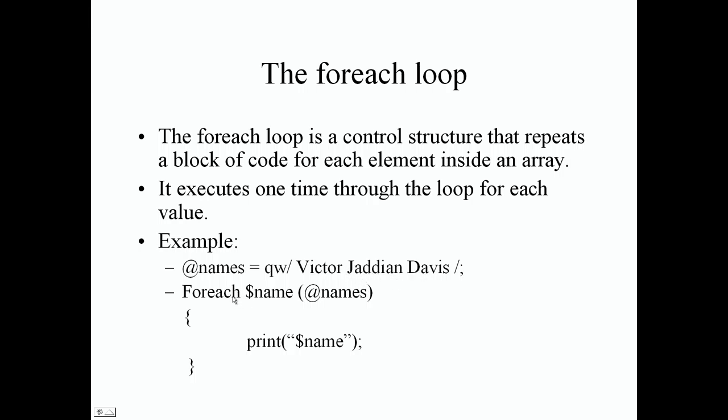And of course, we use our foreach control structure, but the f is lowercase. So after we declare our foreach keyword, we put a variable name. So we declare another variable. And inside our parentheses, this is where we pass in our array with our values. So again, it's going to loop through this curly braces each time that it finds a value or element in our array. So it's going to print Victor, Jaddian, and Davis, all three of them inside our loop.